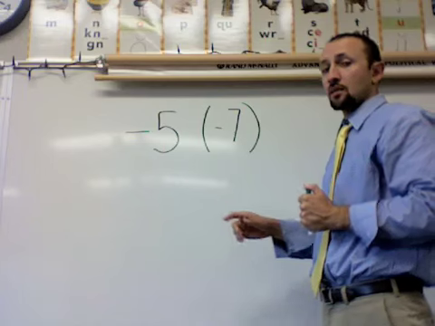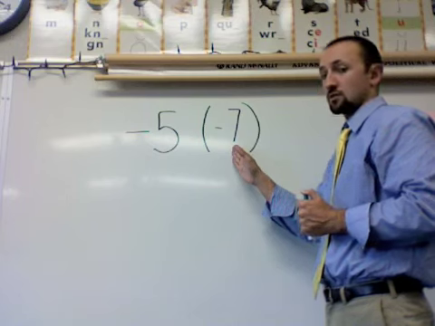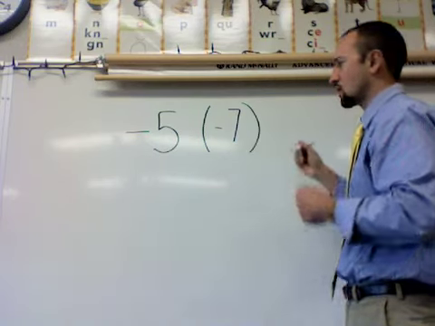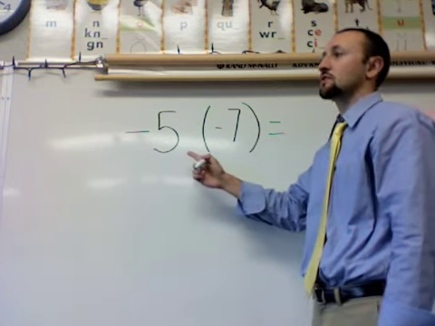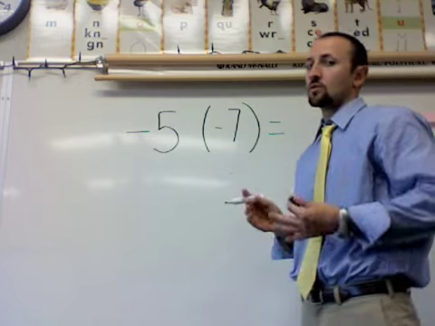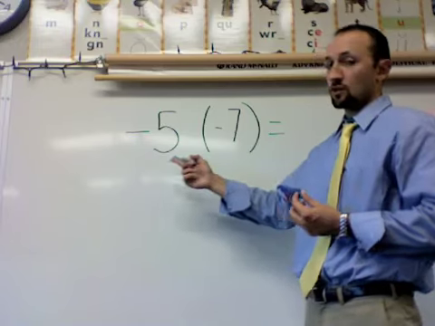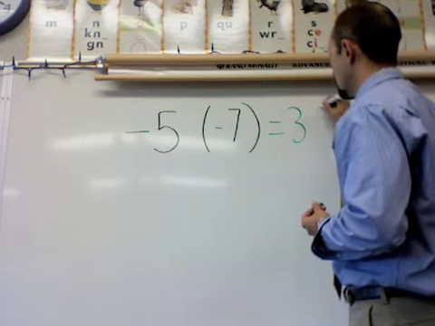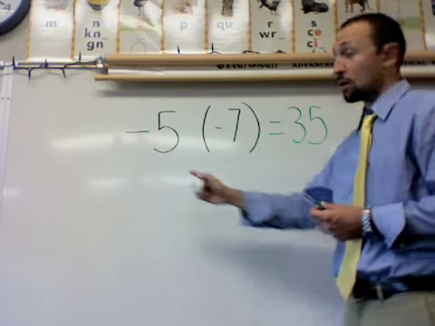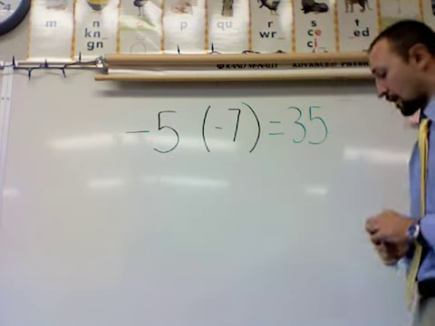Now another little tip that I want you guys to remember. Whenever we have two negatives, our answer, although it seems strange, always ends up being a positive. So a negative times a negative is always going to be a positive. So negative and negative, I can just look at it this way. 5 times 7, and I know that that is 35. And remember, negative times a negative equals a positive, so it's just 35.